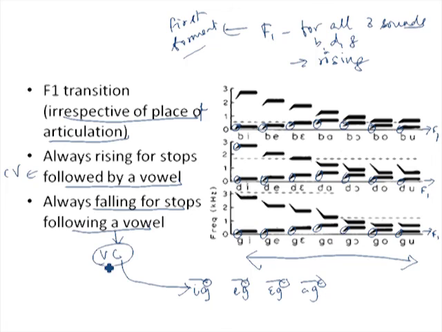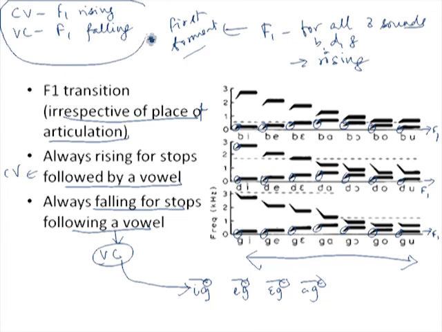Okay, so pay attention to this. F1 transition is always rising for stops in a CV combination. Remember this graph, and it's always falling for stops in a VC combination. So CV, F1 rising; VC, F1 falling. Important for exam.